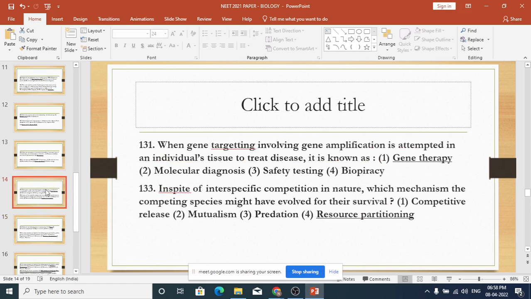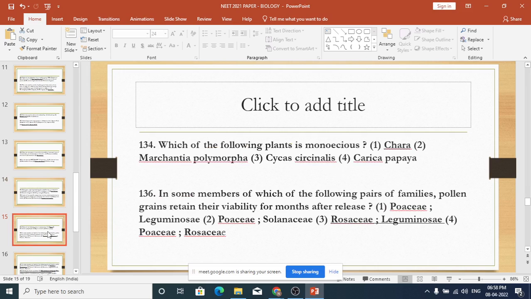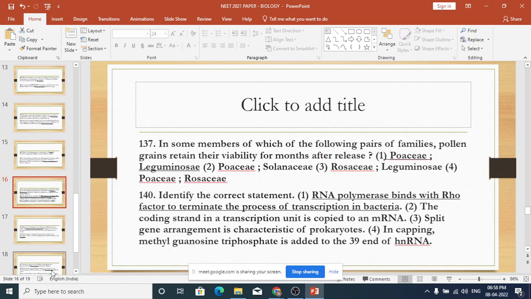Okay, all right. Then, which of the following plants? Oh, this again it has come. I don't know why. I think next. In some members of which of the following pairs of families, pollen retain... Oh, the same thing I have given. My God, I think I made a mistake. Some mistake is there. Okay, 140.